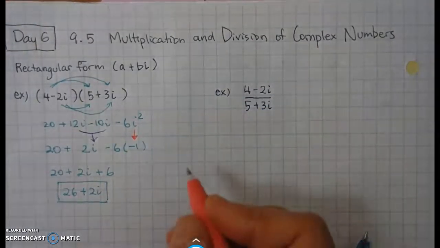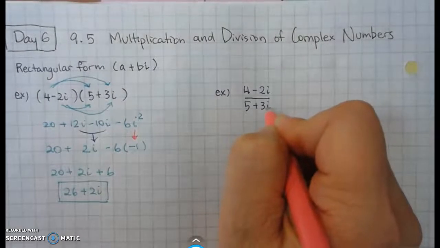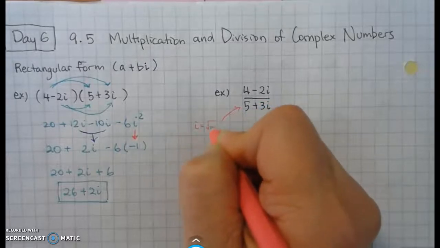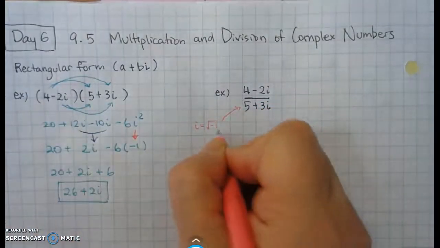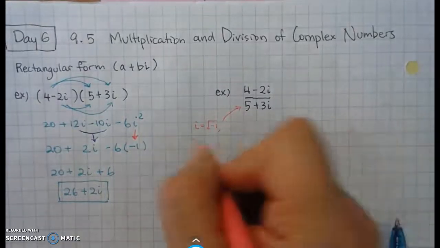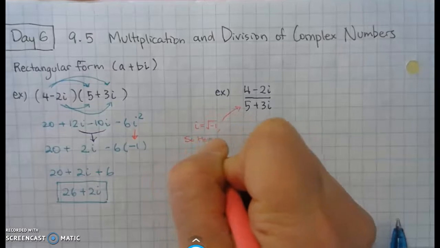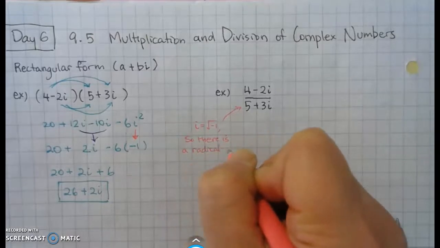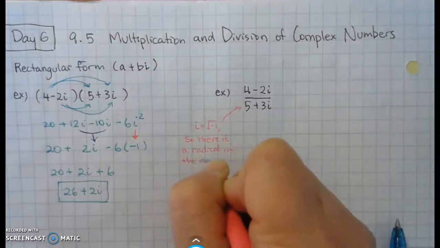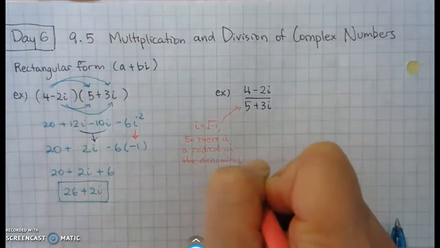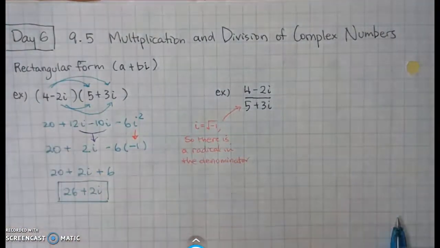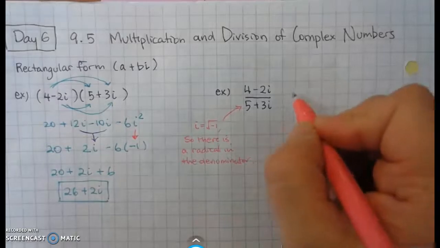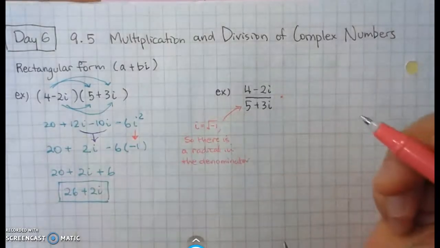Well, first thing you need to recognize is that 3i here. Okay, so remember i by definition is the same as the square root of negative 1. So that means that there is a radical in the denominator. And we don't like that, right? So what do we need to do? We need to rationalize. How do I rationalize this? I need to multiply by its conjugate.